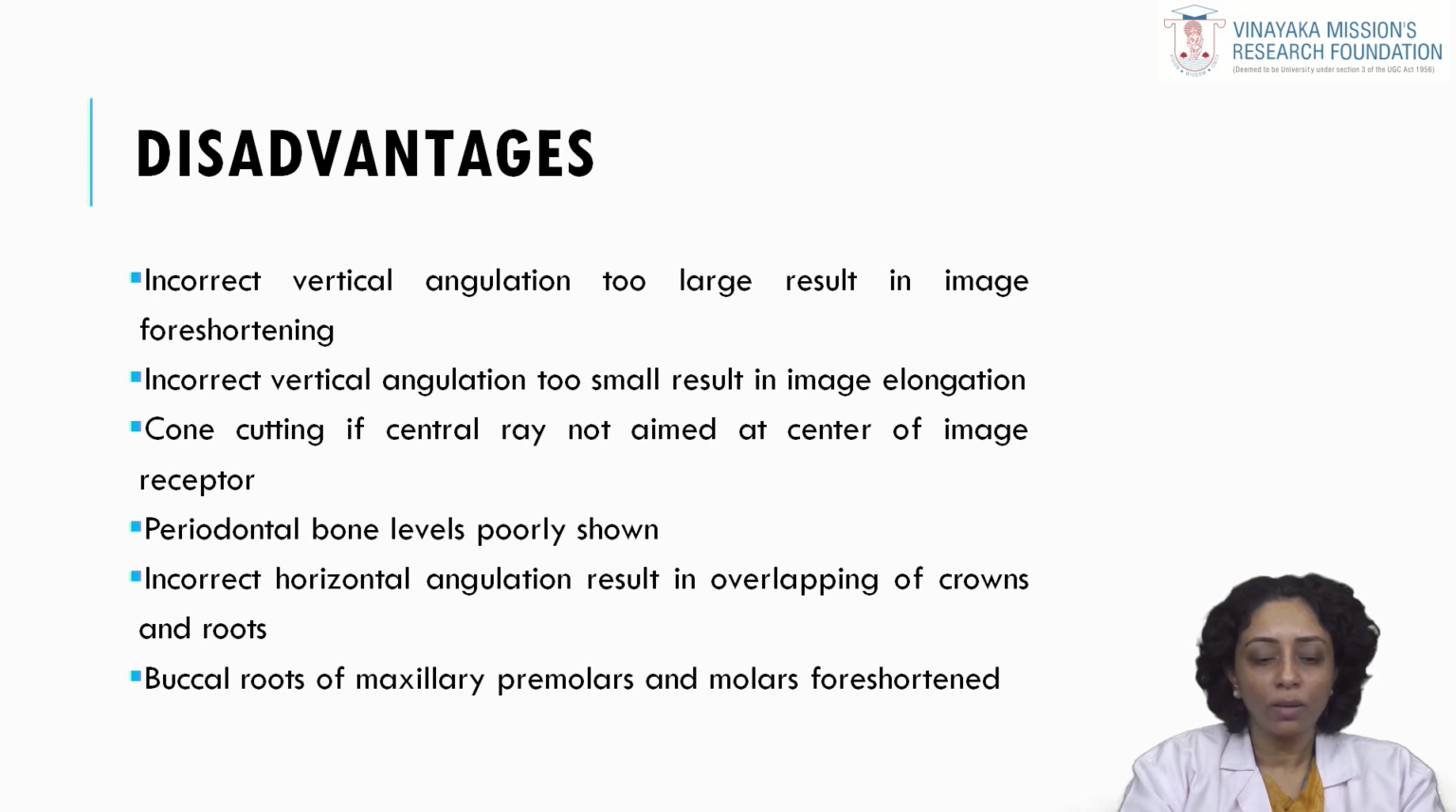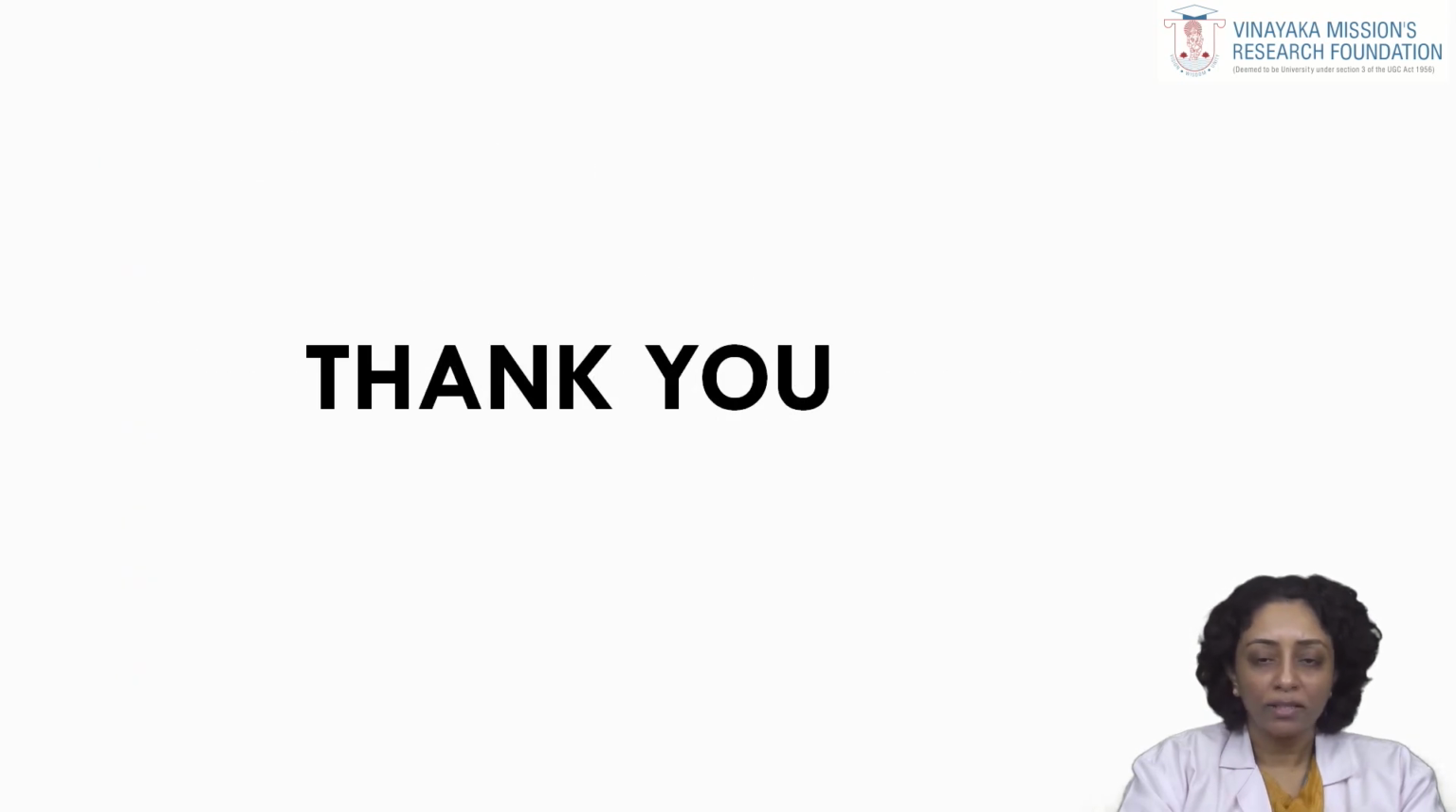And then the periodontal bone levels are not assessed or achieved properly in some cases if the angulation goes wrong. And always the buccal roots of maxillary premolars and molars are foreshortened when we use this technique. So these are the common disadvantages of using the bisecting angle technique. To conclude, it is better always to practice the bisecting angle technique to achieve a perfect radiograph for diagnostic purposes. Thank you for listening.